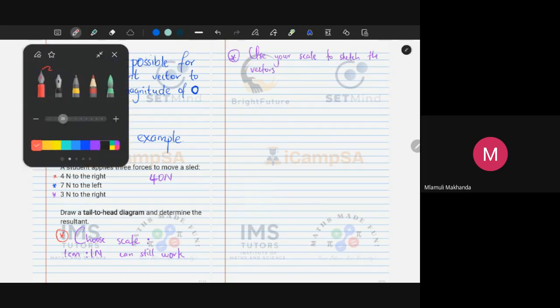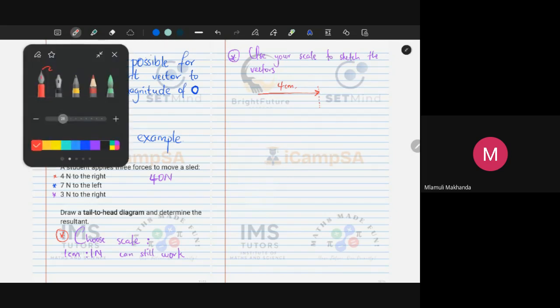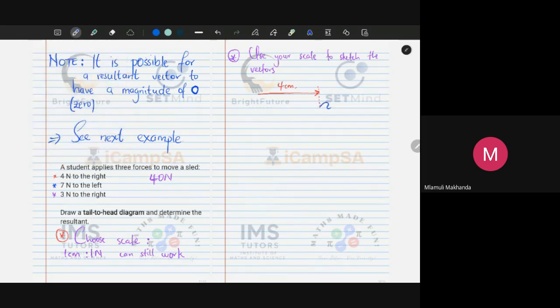Okay, let's do it again. Four newtons to the right. We said this is 4 centimeters, right? And then now we have 7 newtons to the left. Remember what we said? Starts at the head of the last vector. Since it's going to the left, we'll go to the left. Let's use blue for this one. 7 centimeters to the left.